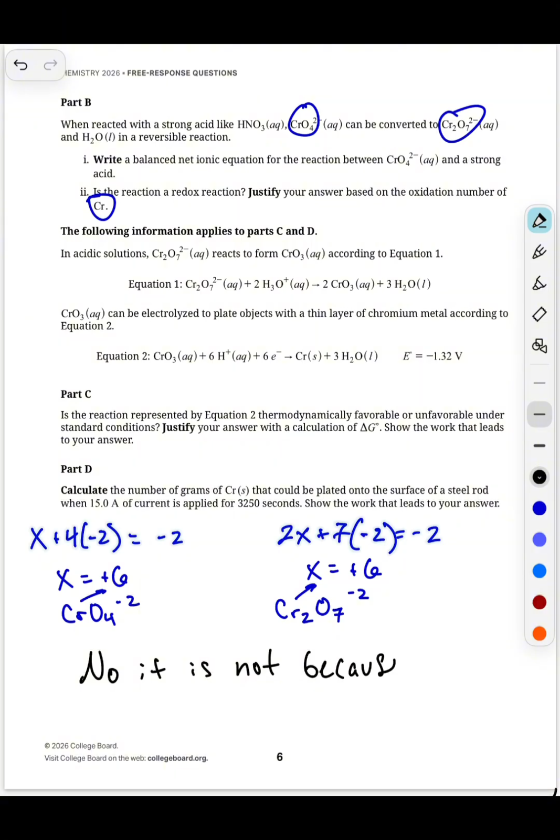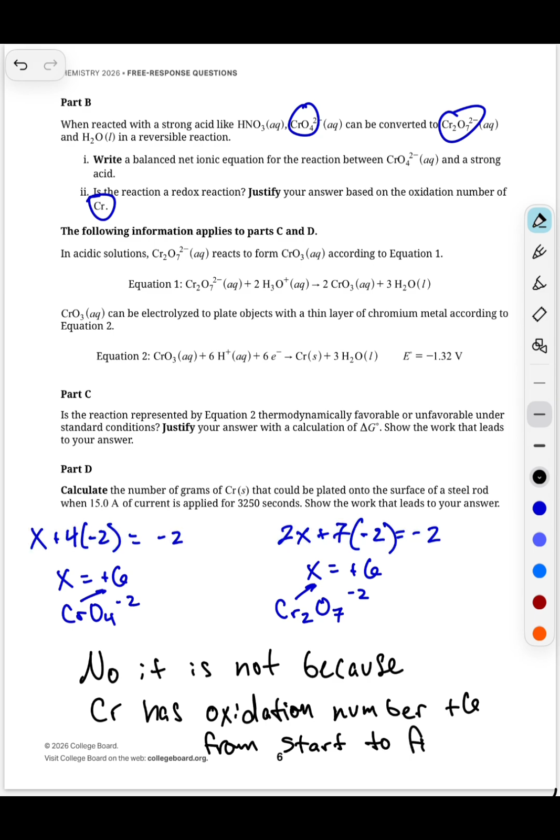because Cr has an oxidation number of +6 from start to finish, or as a reactant and as a product. So this is our justification according to their prompt here, specifically using chromium as our evidence or as our justification.